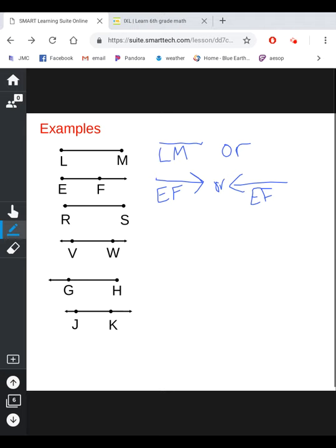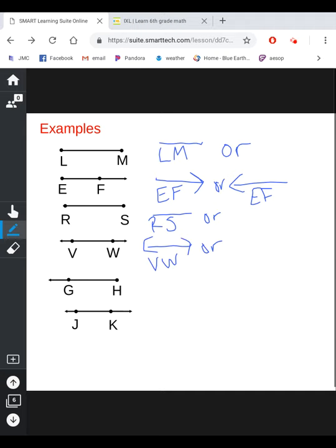Now again, I have a segment, so that's just a straight line. I have segment RS, or how else can I write it? Now my next one is a line. Since I have two arrows, you will be creating a line, and it's line VW, or how else can you verify it or classify it or label it?